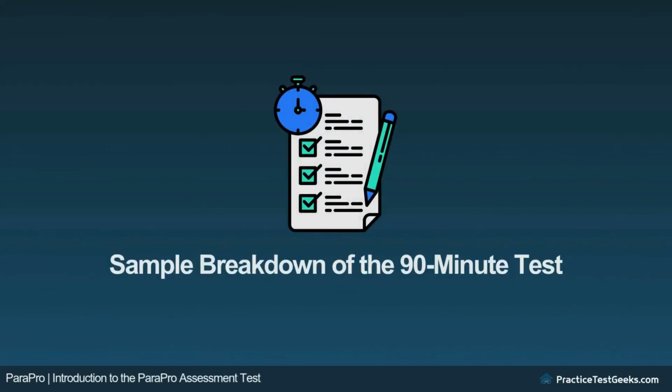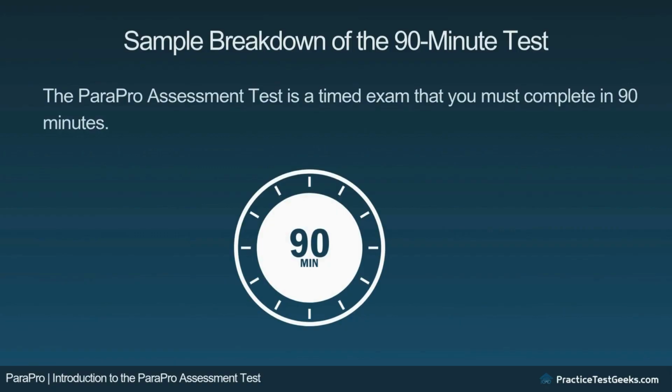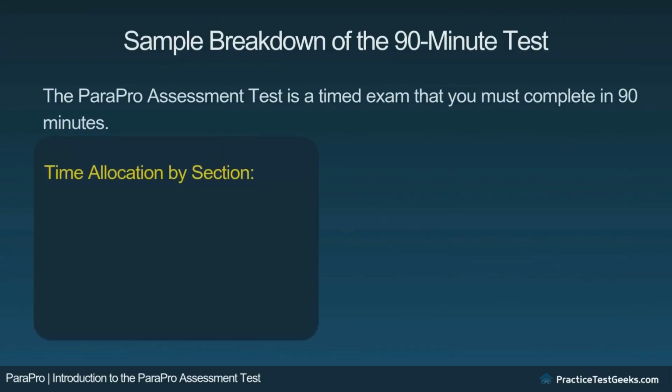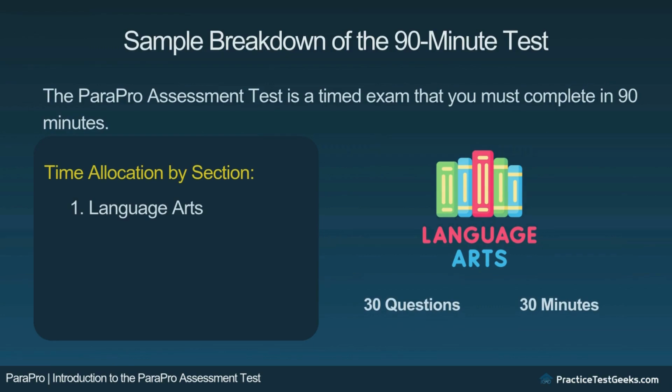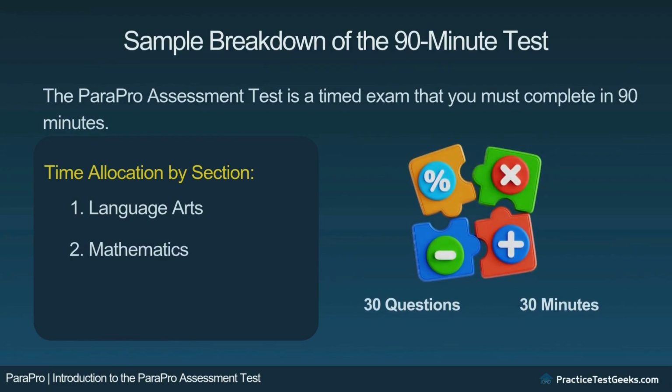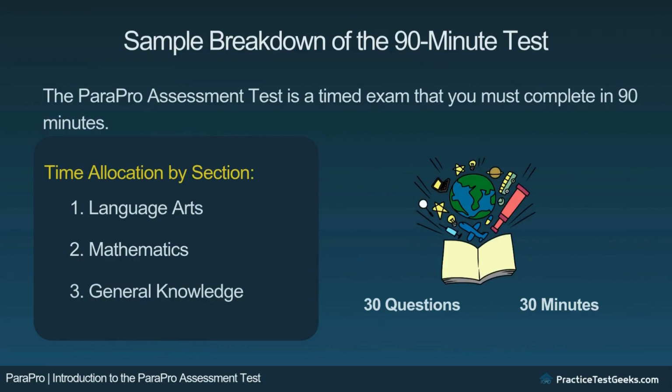Sample breakdown of the 90-minute test. The ParaPro assessment test is a timed exam that you must complete in 90 minutes. Proper time management is key to completing the test successfully. Time allocation by section. 1. Language arts. 30 questions, approximately 30 minutes. 2. Mathematics. 30 questions, approximately 30 minutes. 3. General knowledge. 30 questions, approximately 30 minutes.